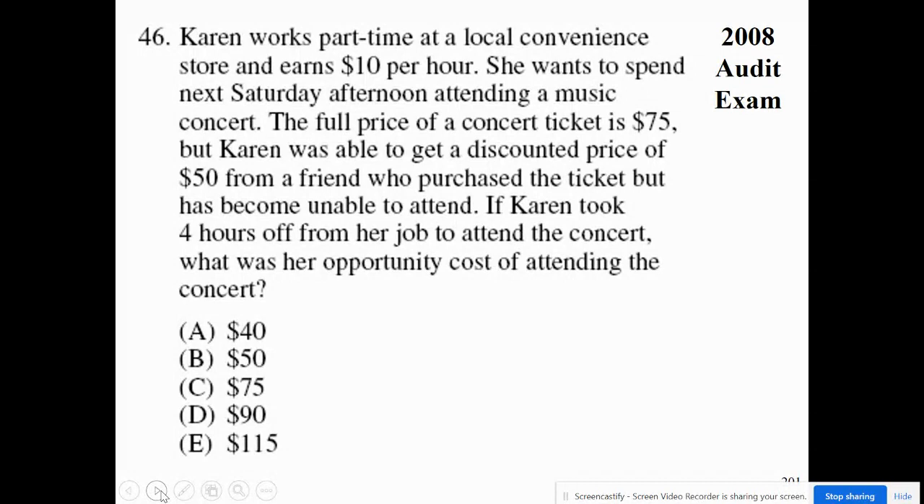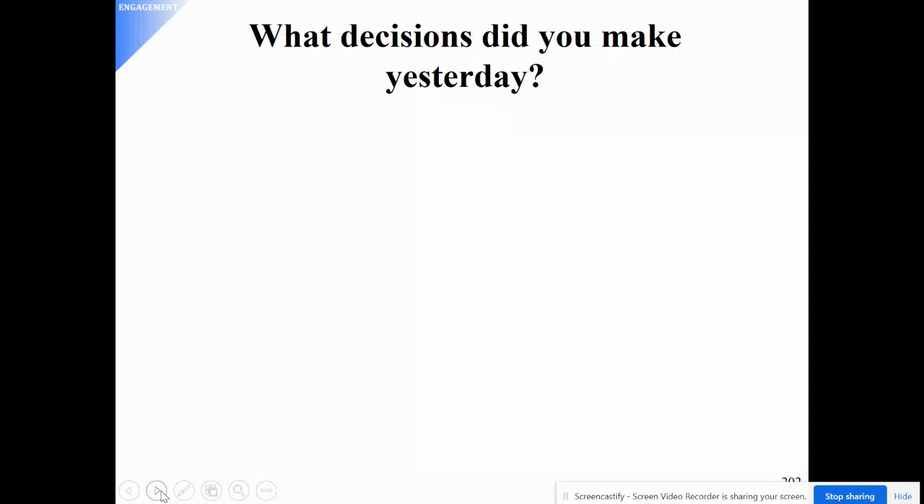Well, let's think about it. It's costing her $50 out of her pocket plus the 4 hours she took off of work. So realistically, the concert is costing her $90. That's the $40 she would have earned from her job plus the $50 that she spent out of her pocket. So that's implicit and explicit costs.